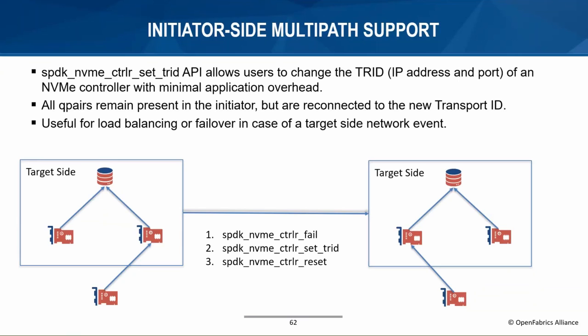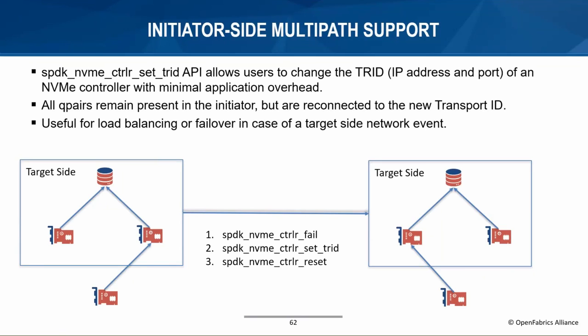So the changes that we made are, when this failure occurs, instead of cleaning up that controller structure immediately on the initiator side, we've simply put it in a failed state where all the queue pairs still exist and the controller structure itself still exists. And we pass it up to the application to decide what to do with it at that point. In the event that you have a second path on the target side that exports those same namespaces, it's as simple as calling two API functions to complete this failover process.